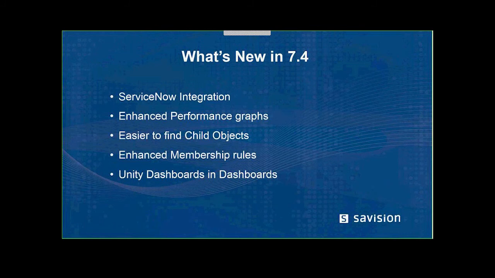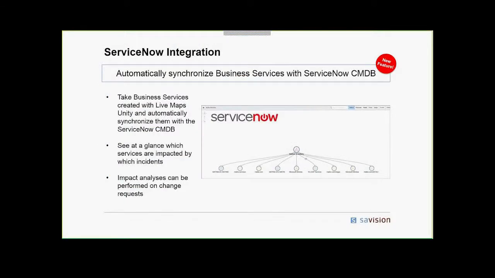What's new in 7.4? Well, our big thing is our ServiceNow integration. This is our first step outside of the Microsoft stack. We're synchronizing the CMDB for those customers that are using ServiceNow. We're providing enhanced performance graphs that will show on the dashboard itself. We made it easier to find child objects within a parent object. We've enhanced our membership rules, which is something that I personally have been asking for a while, but it's finally here, where we can include an AND statement. And then the last thing is the Unity dashboards within the dashboards product.